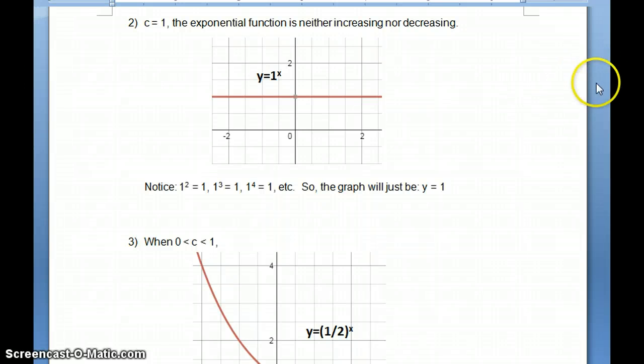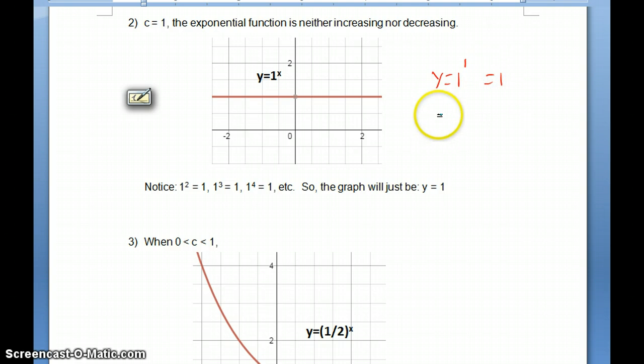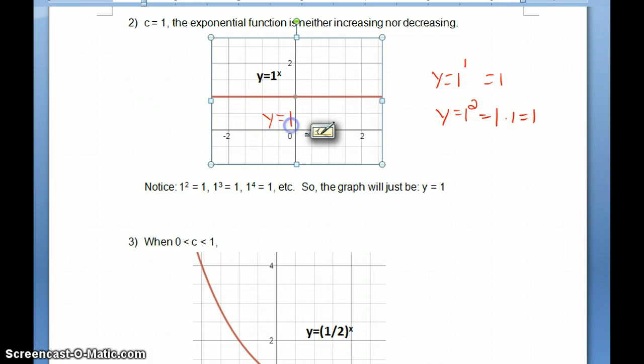What about when c is equal to 1? With that kind of graph, say we put in x is equal to 1. Then y is equal to 1 squared, which is 1 times 1, that's 1. So basically we're looking at y is equal to 1. So it's not increasing and it's not decreasing. Our graph here, as I just said, is just going to be y is equal to 1.